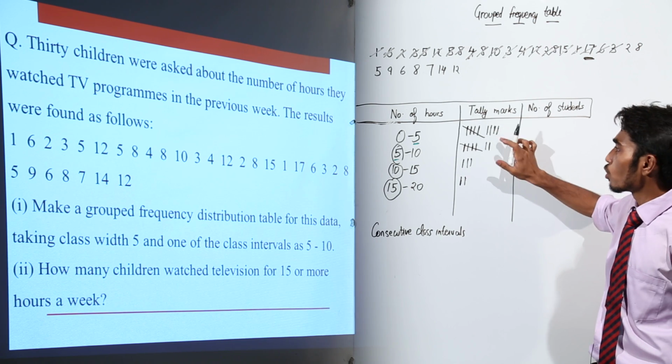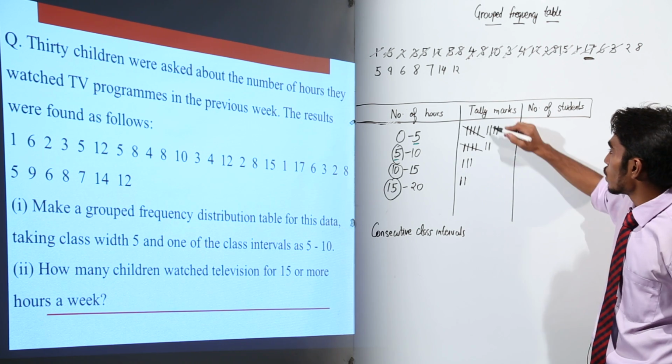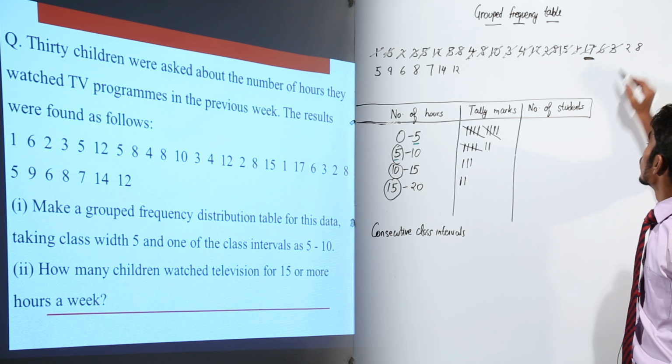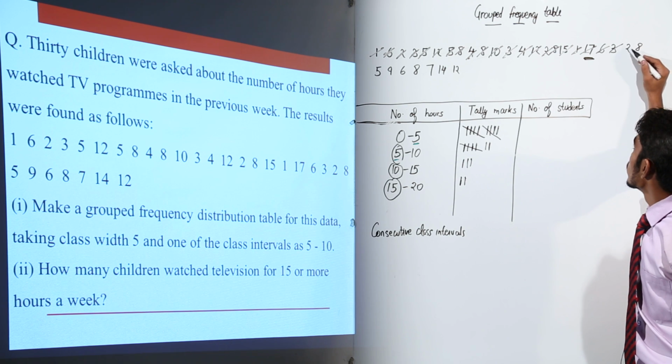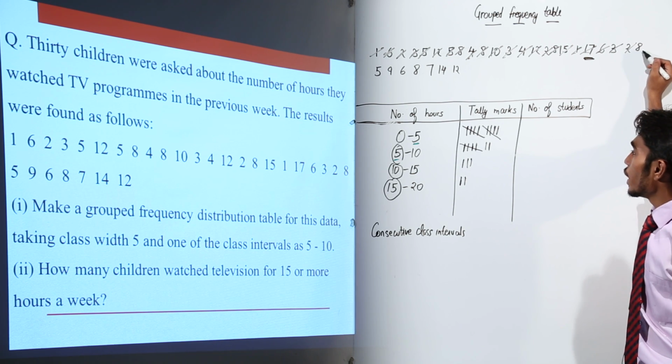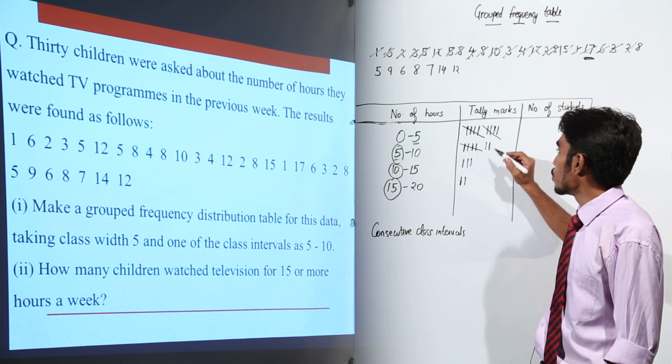Now again we have got 4 ones here, so the 5th one will be a slant, right? So we had 2 here. Now 8 will fall in this class interval, which is 5 to 10.